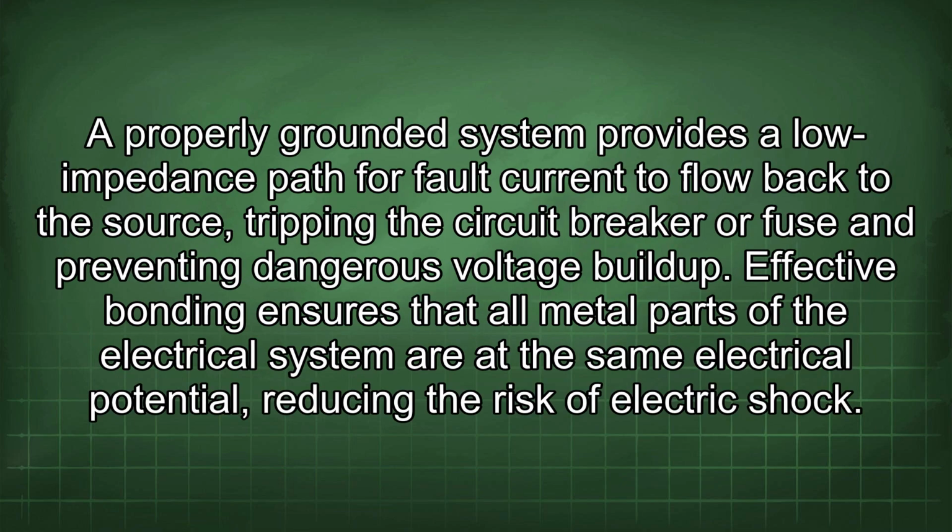A properly grounded system provides a low-impedance path for fault current to flow back to the source, tripping the circuit breaker or fuse and preventing dangerous voltage buildup. Effective bonding ensures that all metal parts of the electrical system are at the same electrical potential, reducing the risk of electric shock.